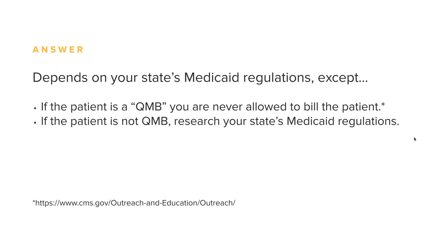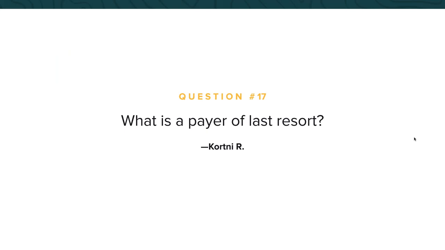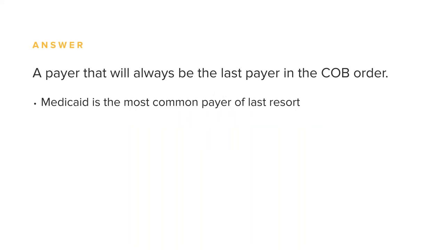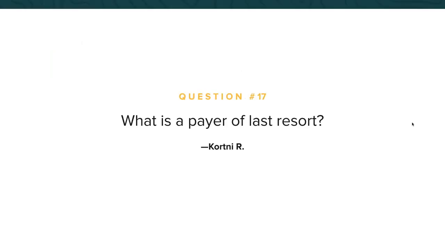All right, that's a good segue into our next question, which is what is a payer of last resort? When we talk about Medicaid, how does that play into that? Any plan that is designated as a payer of last resort means it's easier to determine coordination of benefits because it's always going to be last in any group of plans that a patient might have. Medicaid is the most common payer of last resort. If somebody has one or two other plans and Medicaid, you know that Medicaid comes last. They are not the only payer of last resort. Another common one that you'll see, if you do any work with crime victims compensation, is that those are generally payer of last resort also, except for Medicaid. So Medicaid will always be payer of last resort.